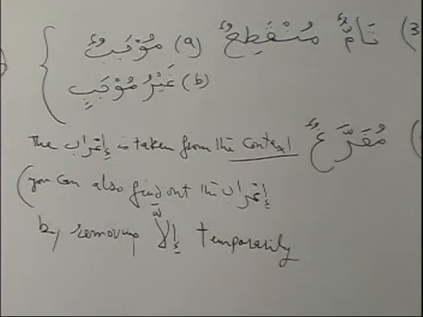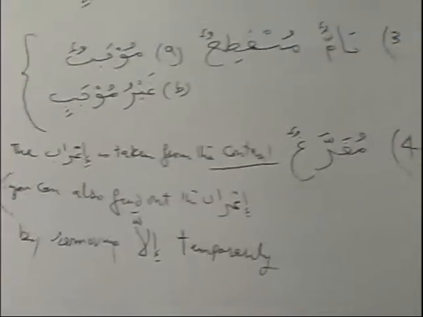Ma rasaba illa Bilalun. Are you with me, brothers and sisters? Ma rasaba illa Bilalun. There is no mustasna minhu, is there? Is there any mustasna minhu there? So if you remove illa, what will be? Ma rasaba Bilalun. So what is Bilalun? Fa'il. It is fa'il. Very good, brothers and sisters.